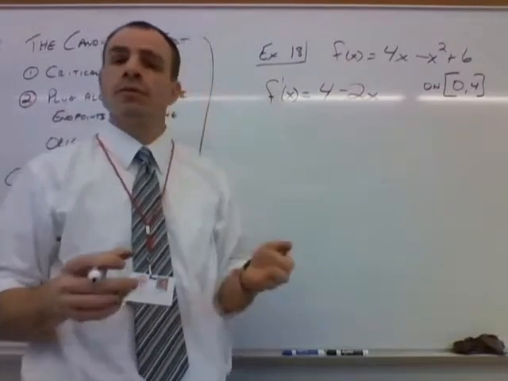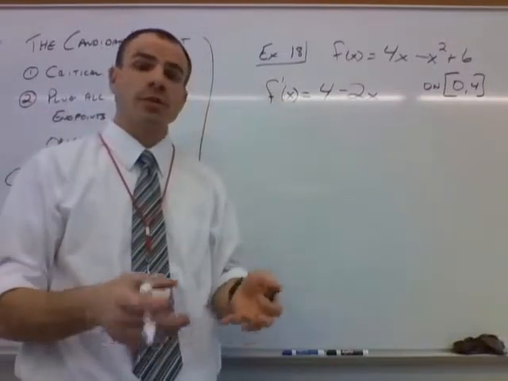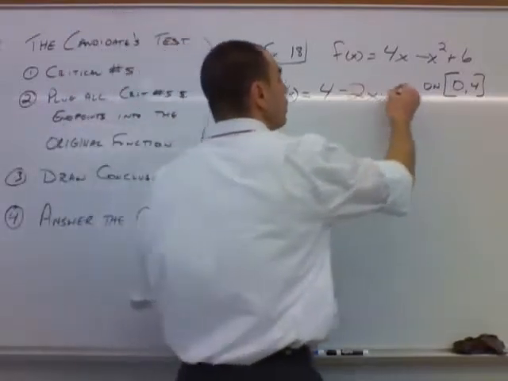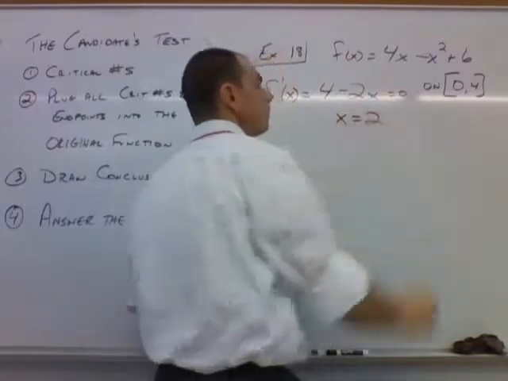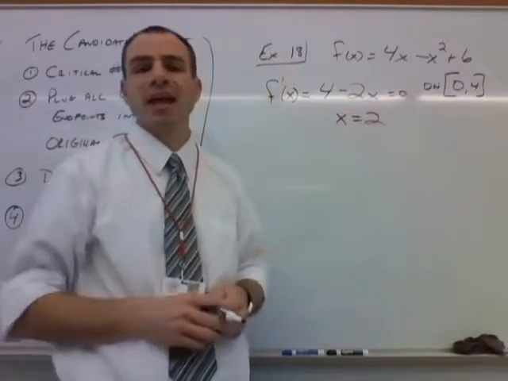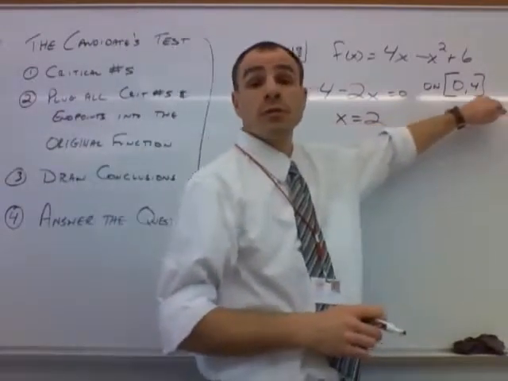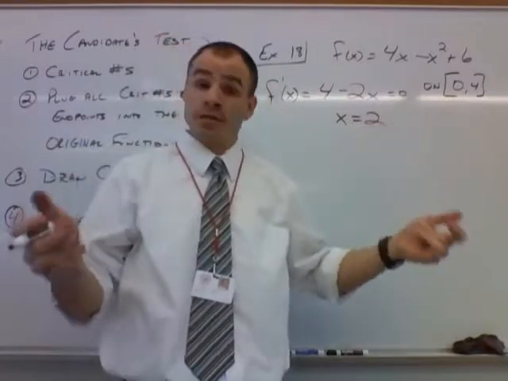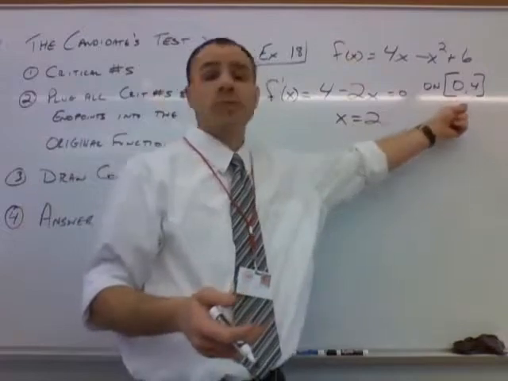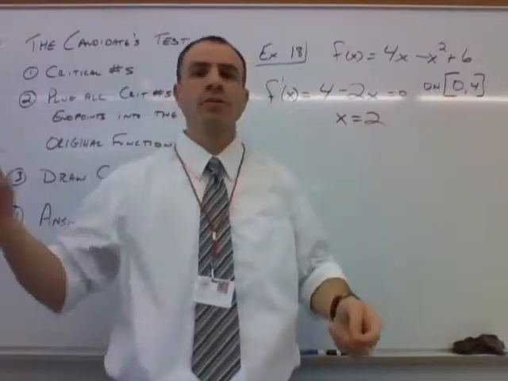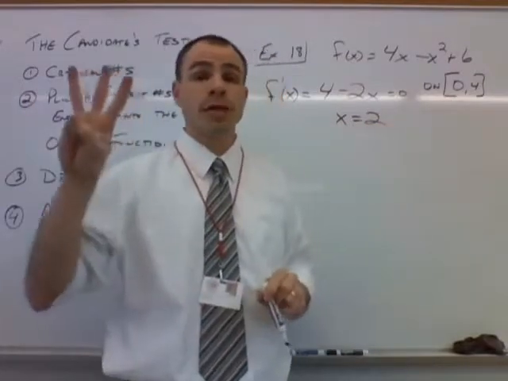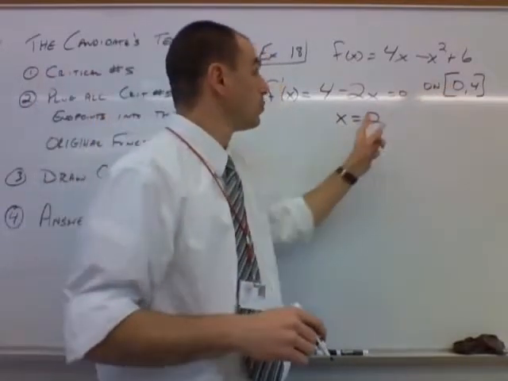Critical numbers occur when the first derivative does not exist or equals 0. This first derivative is a line, so it always exists. However, it equals 0 when x is equal to 2. So 2 is one of our candidates, assuming that it's inside of the interval. Well, the interval goes from 0 to 4, so it is inside the interval. If we had a critical number that was equal to 12, 12 would not be in the interval that we're interested in. We would just toss that one out. But 2 is in the interval from 0 to 4, so that gives us a total of 3 candidates: 0, 2, and 4.